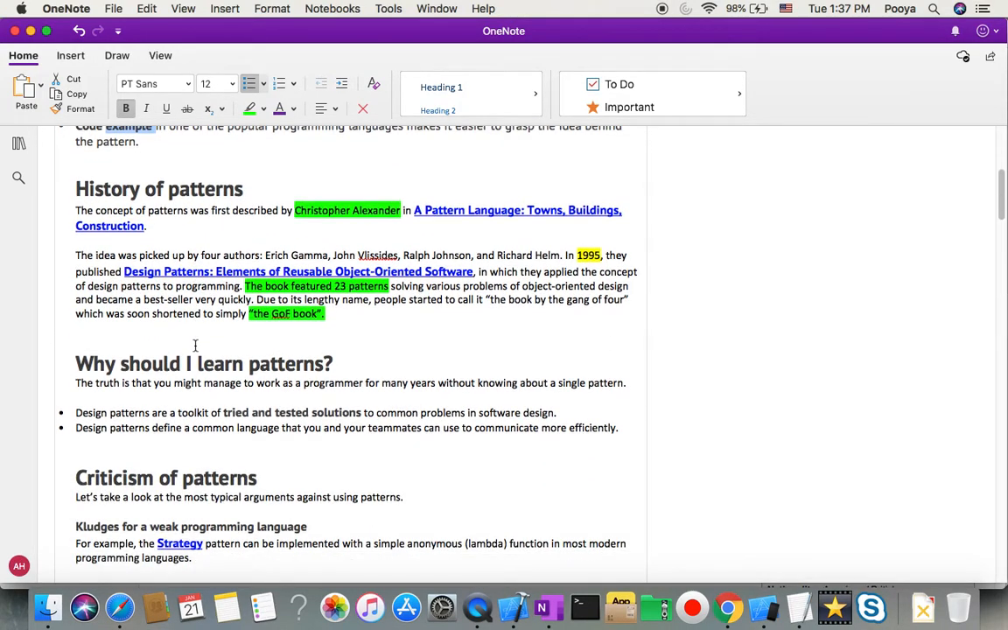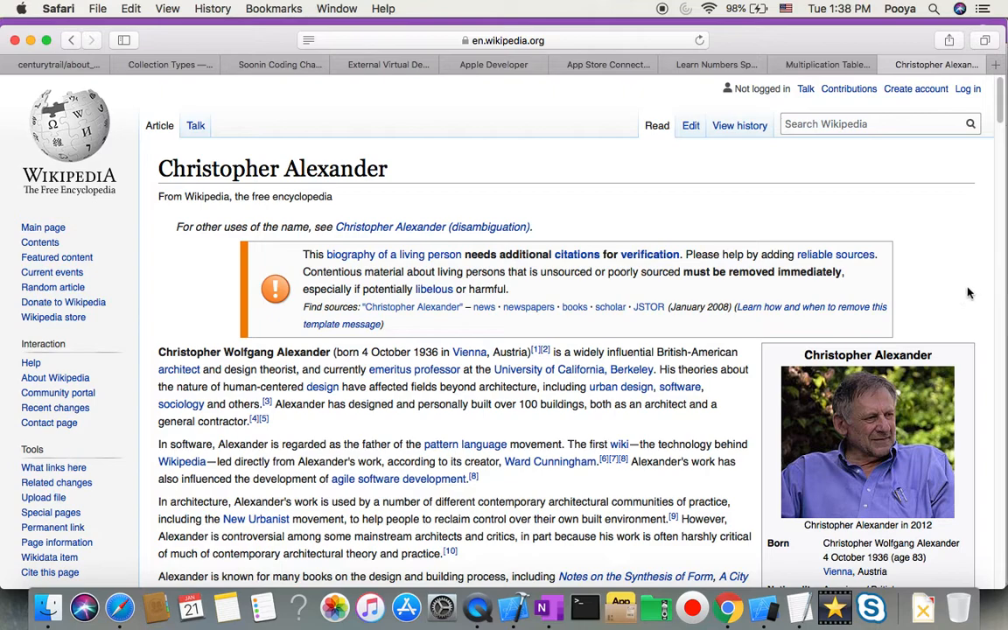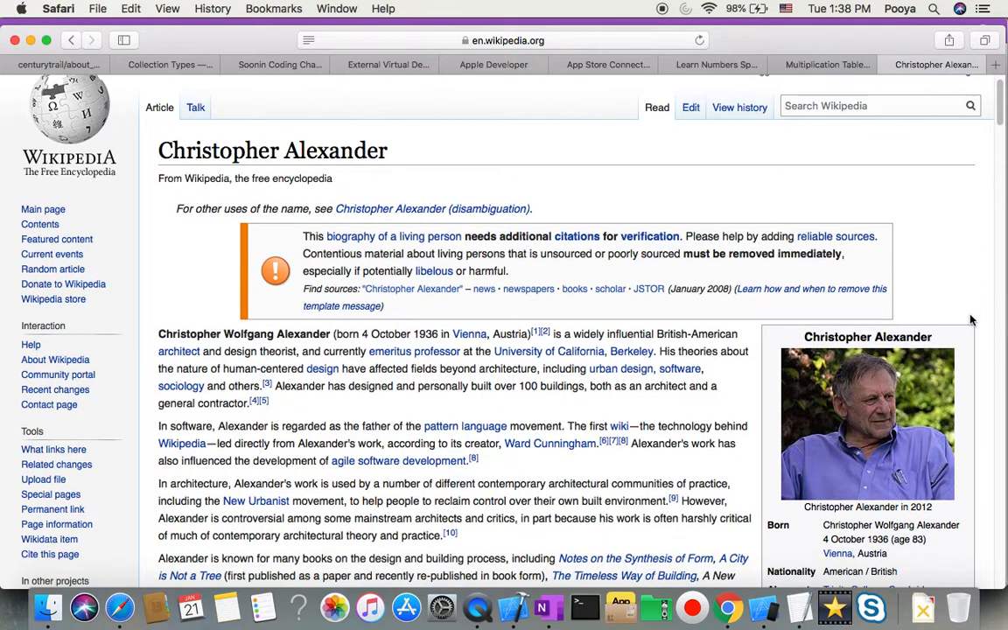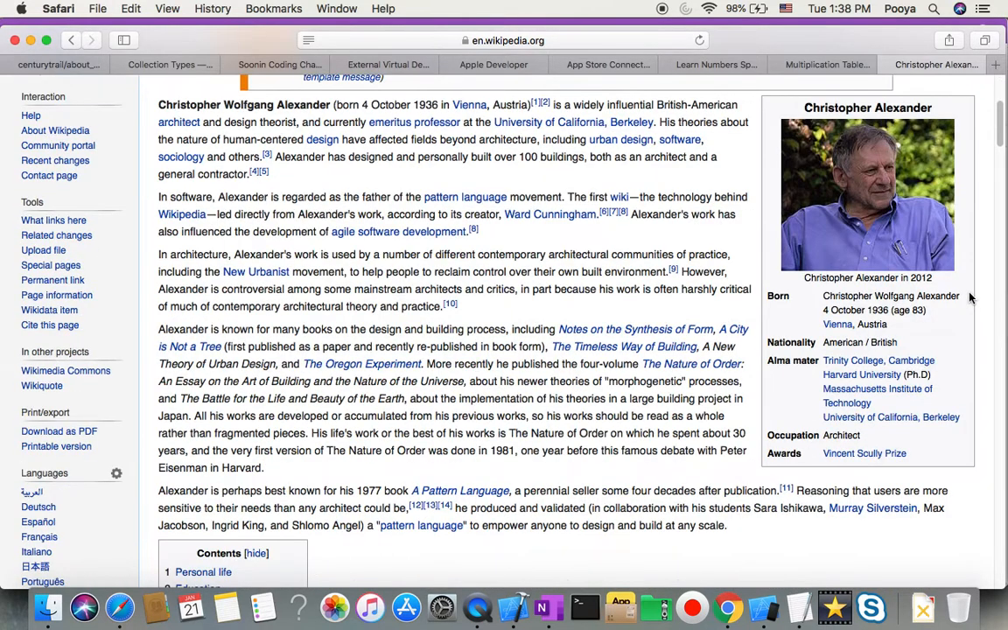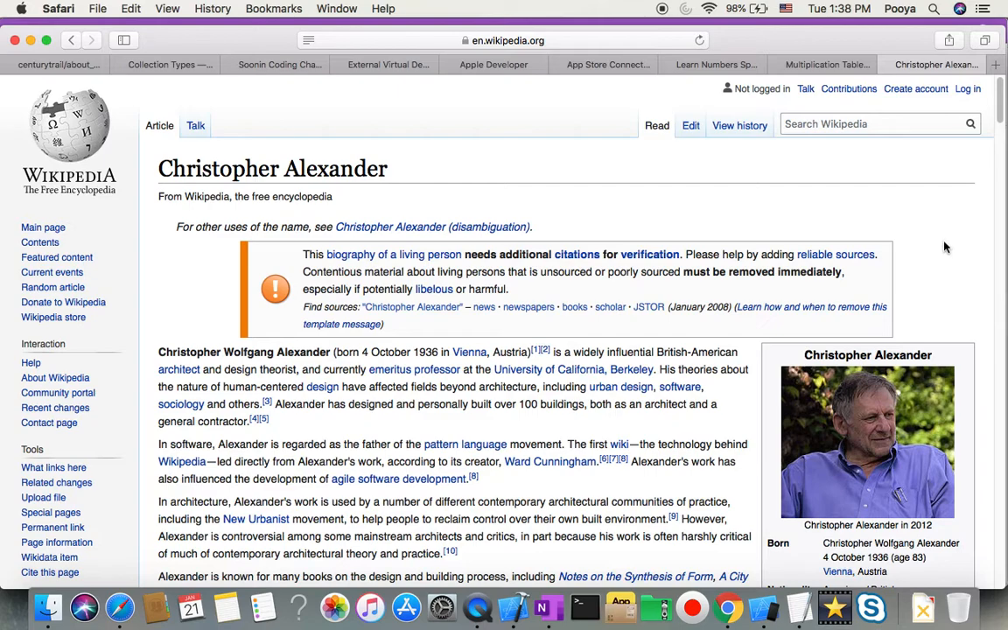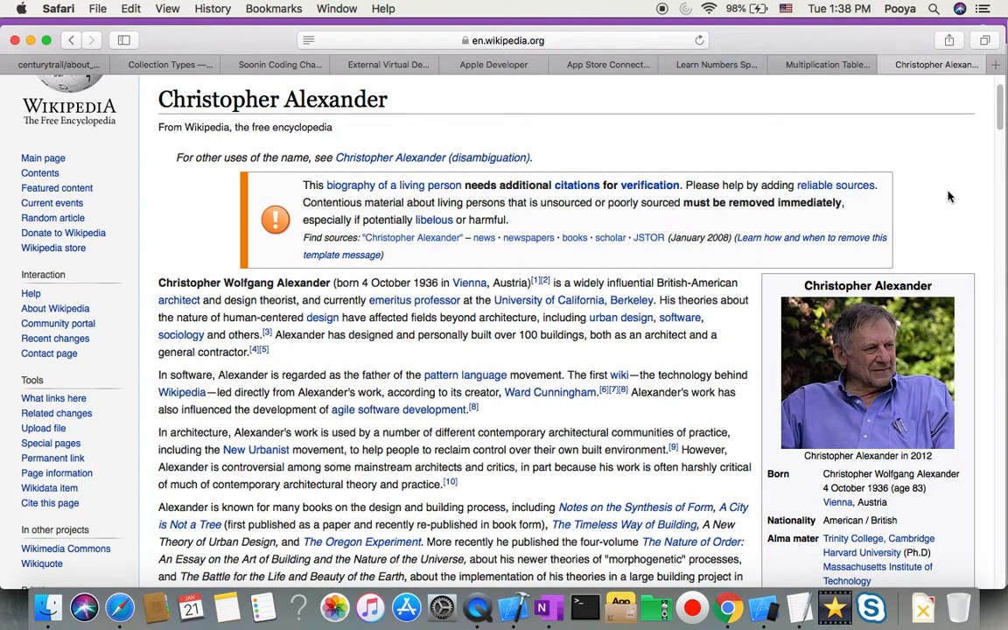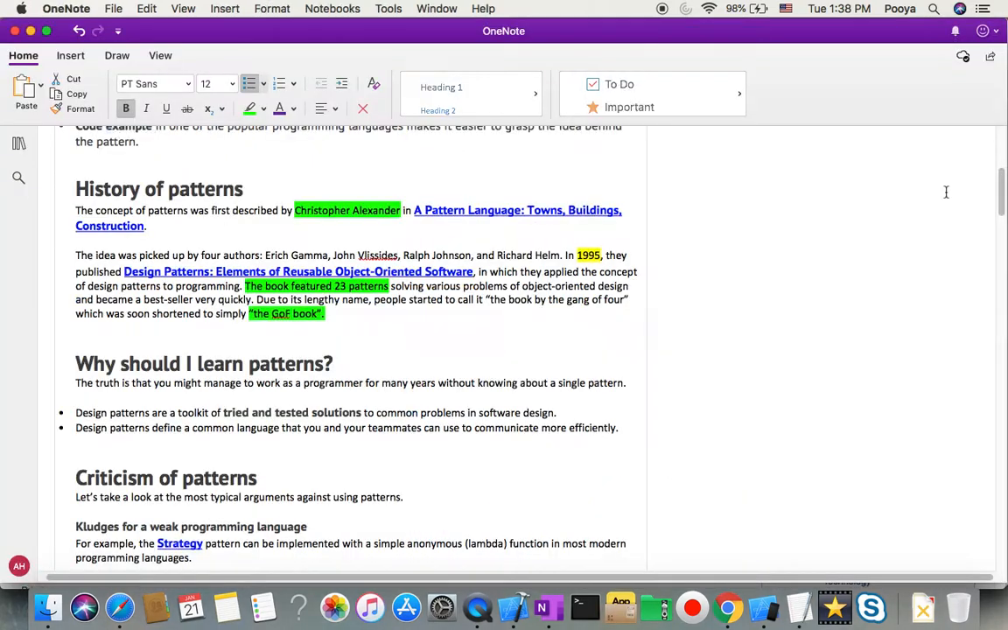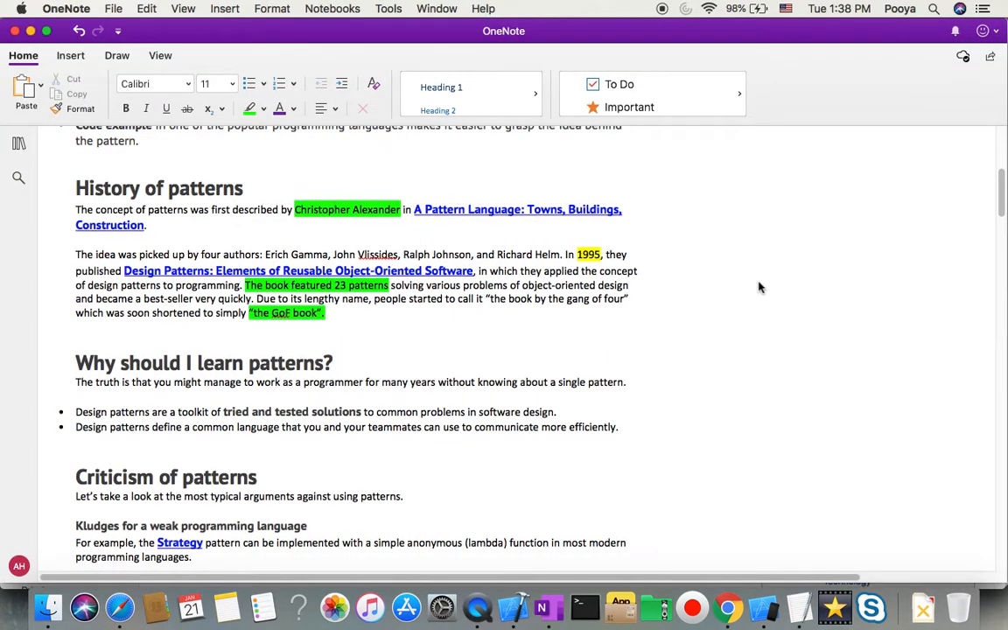Okay, history of pattern. So I said Christopher Alexander. Who is Christopher Alexander? He's an American architect, and he wrote a book. I don't know what the name was. It was from the 90s something, and in his book, he wrote about design patterns, but not design patterns for developers, design patterns for architects, for buildings and cities. But later, around 1995, the Gang of Four, Eric, John, Rolf, and Richard picked up this term, and they wrote the book Design Patterns: Elements of Reusable Object-Oriented Software.